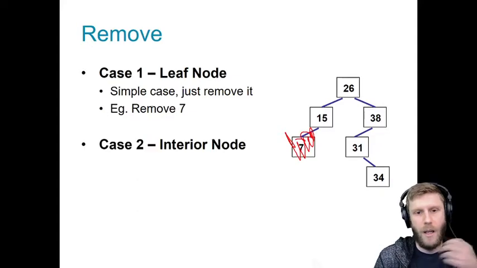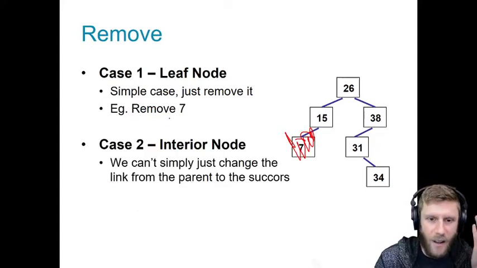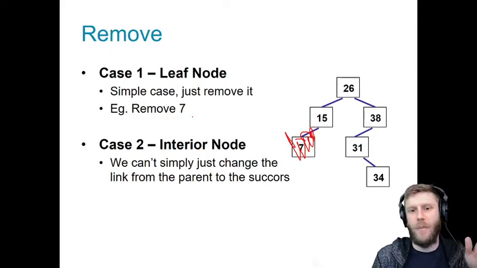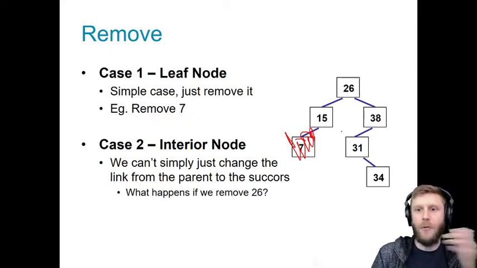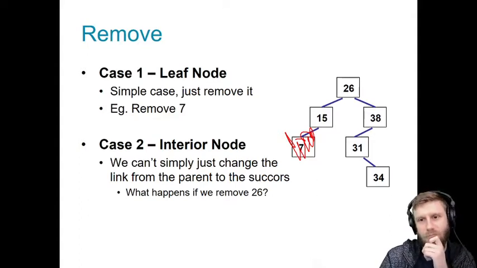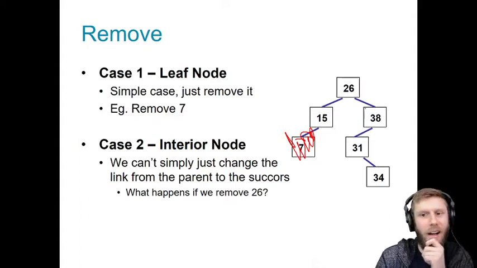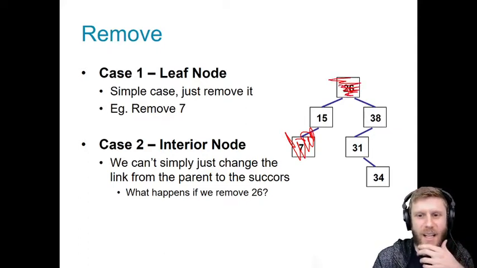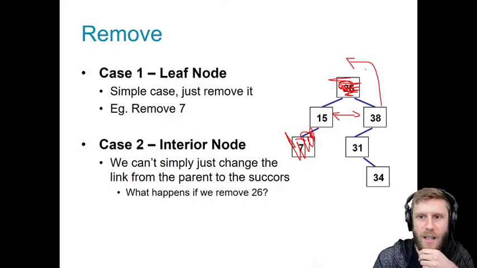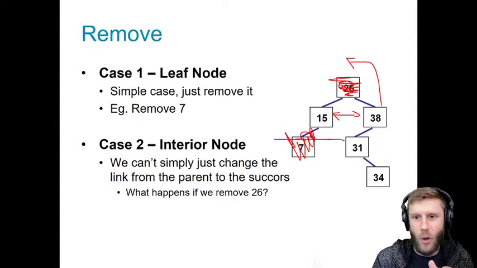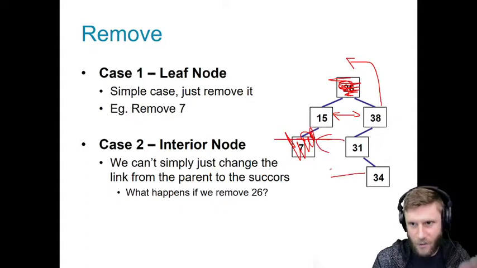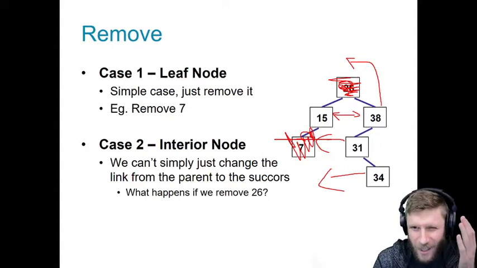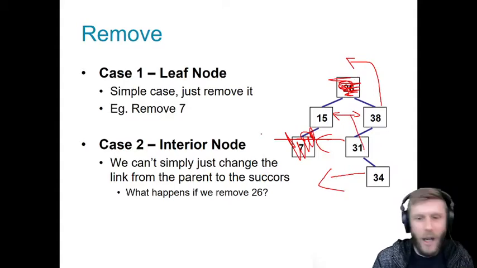The tree's still happy. If it's an interior node, we can't simply change the link from the parent to the successor. Because what happens if we remove 26? What do we do? If we remove 26, one of these two is going to have to be promoted, right? If we promoted 38, well, okay. But then the 31 needs to go to the left side of the tree along with the 34, because the 38 actually ends up being the biggest number. So maybe the 31 should be... it's hairy.